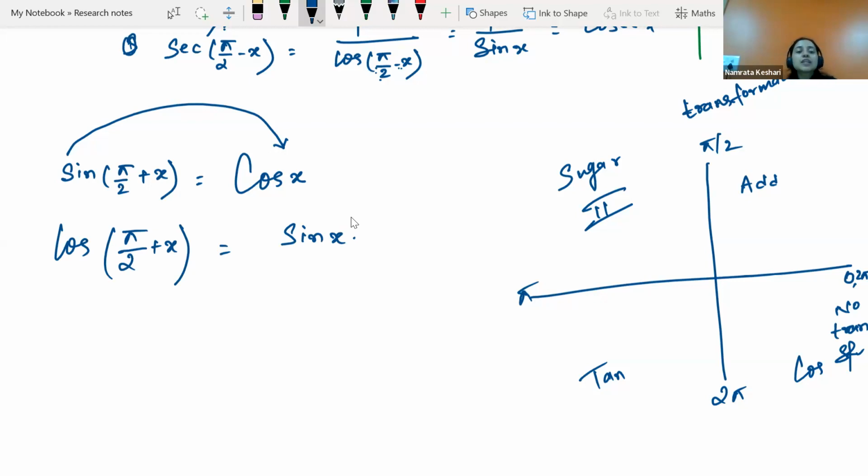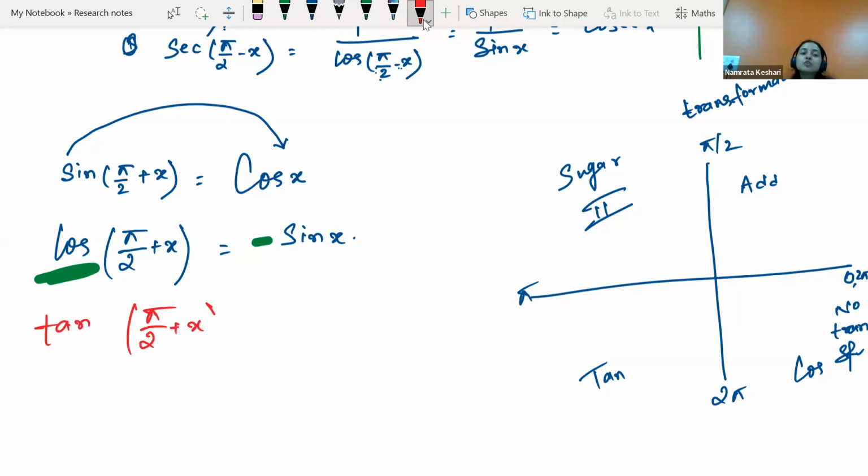Now the question is, will it be a plus sign or a minus sign? So pi by 2 plus means the second quadrant, and in the second quadrant this cos is negative, hence the output it will generate is negative. Are you getting it, Ali and Alina? Yes, ma'am.